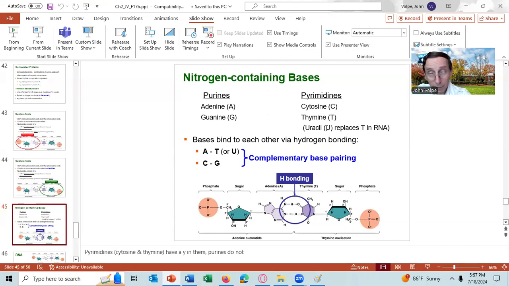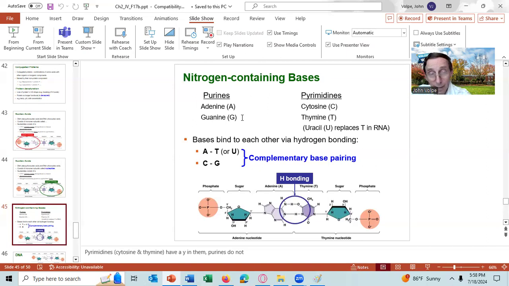And I'm going to give you a little trick to help you remember what's a pyrimidine and what's a purine. In DNA, the pyrimidines always have a Y in the name. Like pyrimidine has a Y in the name, cytosine has a Y in the name, thymine has a Y in the name. The purines do not have a Y in the name. Adenine and guanine do not have Ys in the name. Any question about any of that?